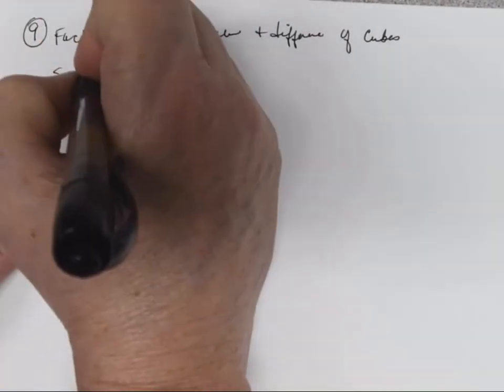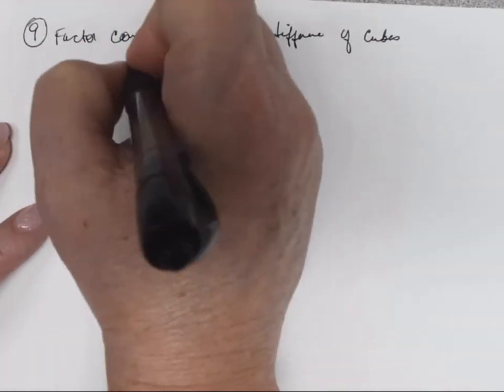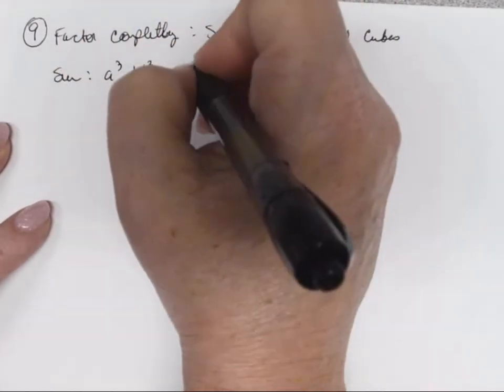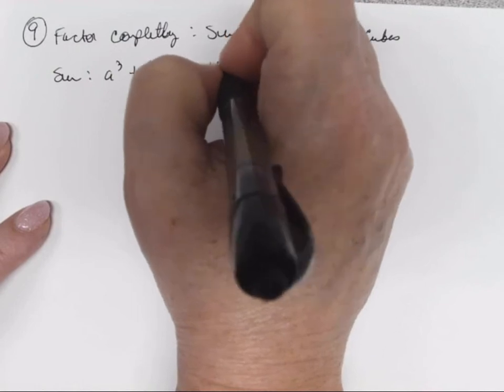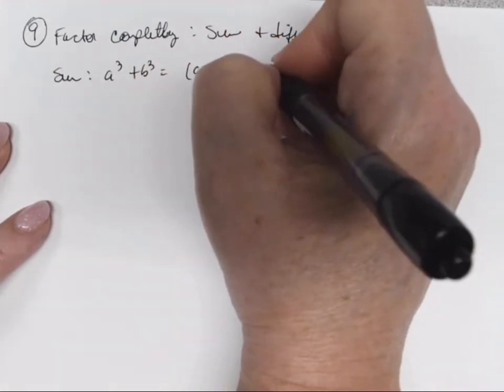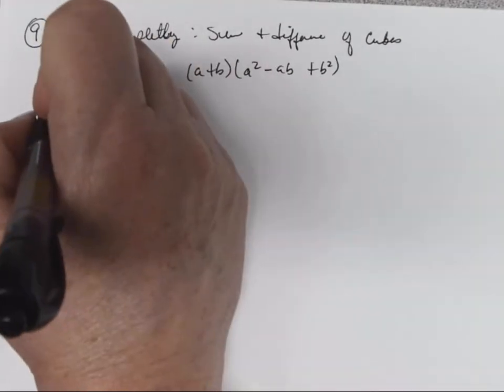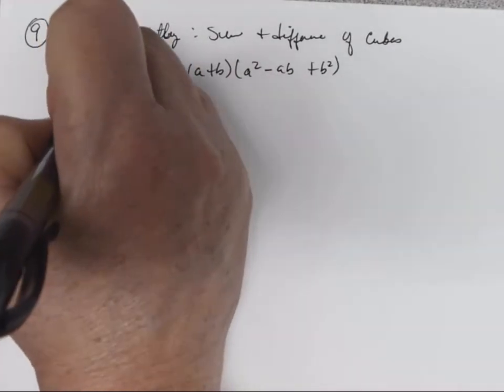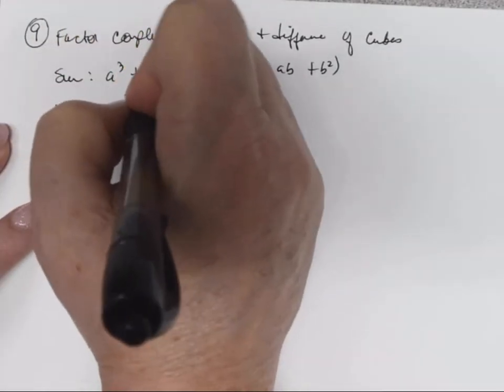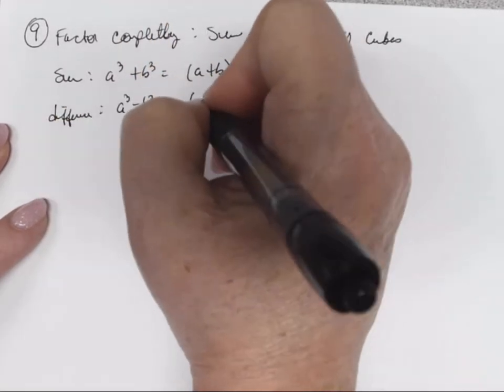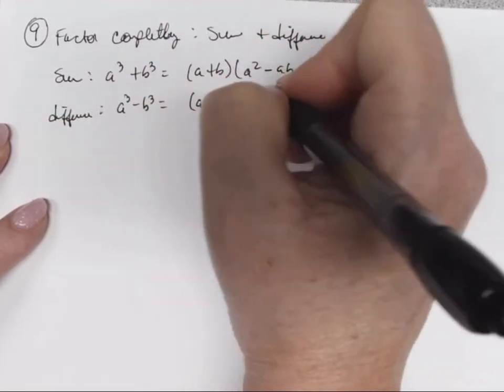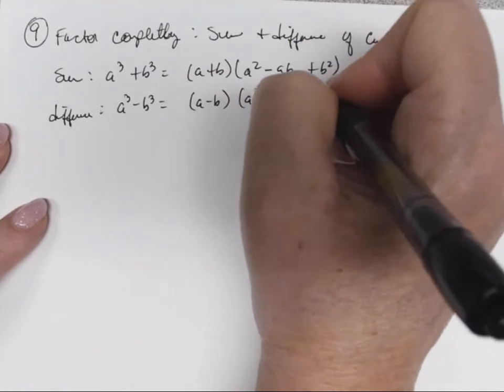The sum is a cubed plus b cubed, which gets you a plus b times a squared minus ab plus b squared, and the difference would be a cubed minus b cubed, which would be a minus b times a squared plus ab plus b squared.